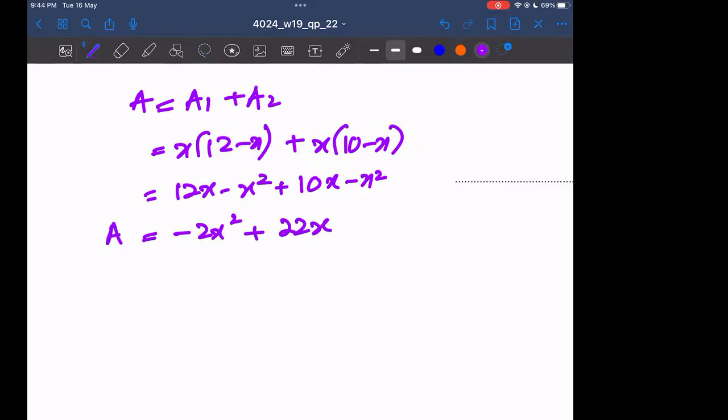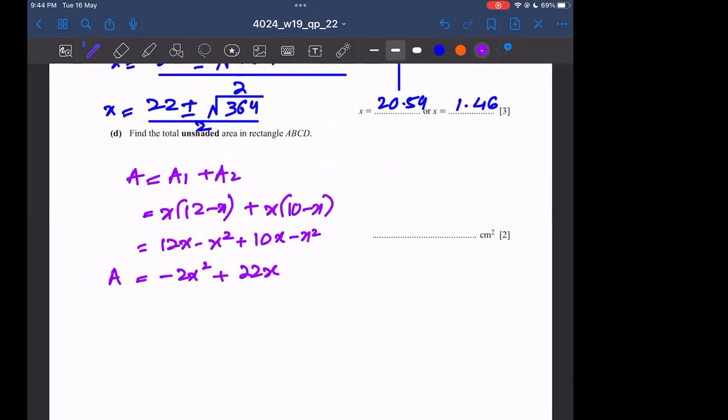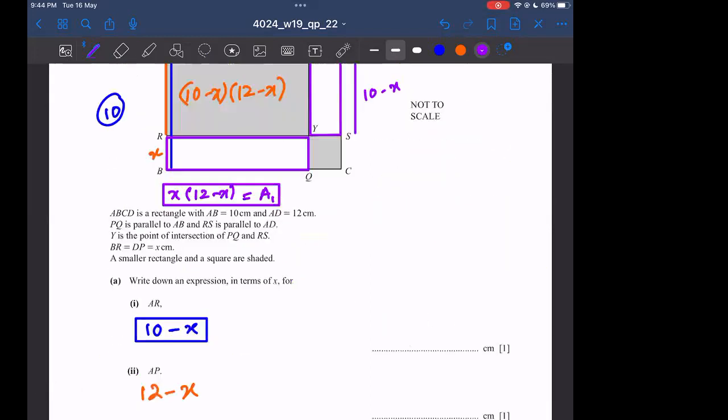Now, since they are asking that we need to find out the whole area over here, I'm going to use the value of x, that is 1.46, to find out the area. We got two values of x, 20.54 and 1.46. So which value am I going to use? I'm going to use the 1.46 value.